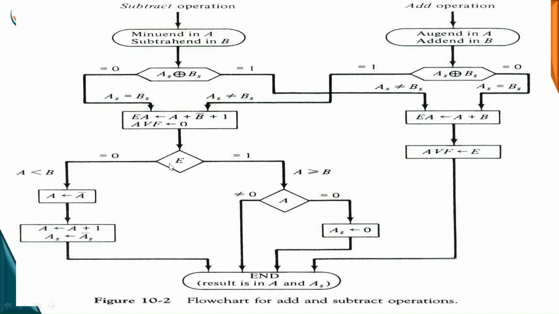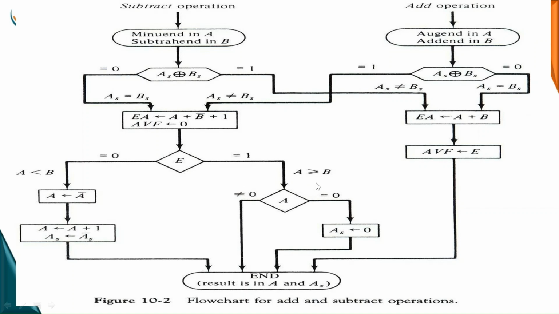Based on the carry, you are going to determine if A is less than B, or A is greater than B, or A is equal to B. If E is equal to 1, it indicates that A can be either greater than B or equal to B. How do you determine if it is greater than B or equal to B?